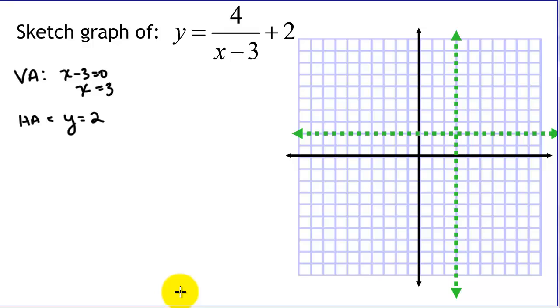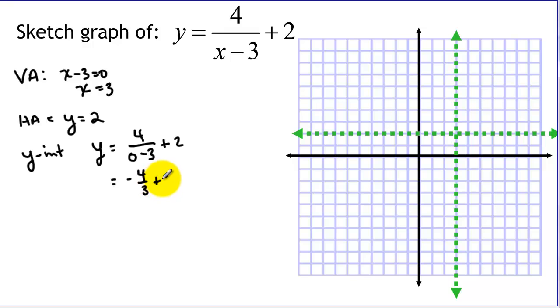And now let's find our y-intercept. So for the y-intercept, we are going to set x equals 0 and calculate the y. So we get here negative 4/3 plus 2. And 2 is 6/3 here, so we get positive 2/3. Because remember, if we get a common denominator, it would be 6/3.